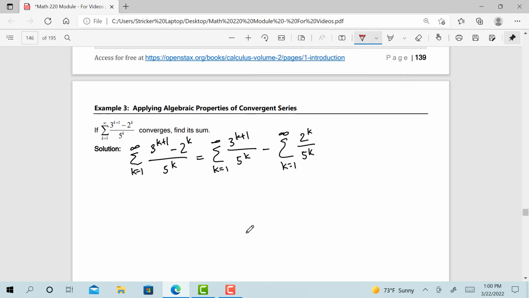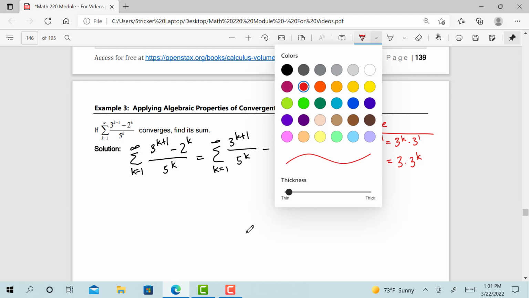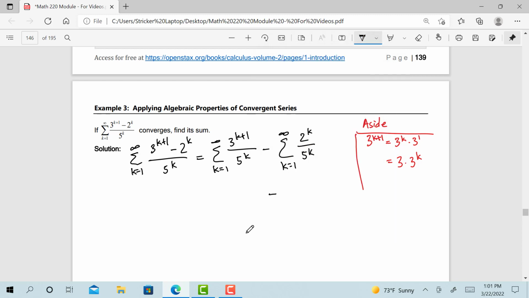And let's do some algebra work on the side here. Using some rules for exponents, if we have 3 to the k plus 1, we can use the product rule and say that's 3 to the k times 3 to the 1, which is just 3. So we can say this is 3 times 3 to the k. Well, that's helpful because these powers in the numerator and denominator are different in this first geometric series. The second one, notice they're the same power, so we could rewrite this second one as 2/5 to the k, which is definitely a convergent geometric series, right? Because r is 2/5.